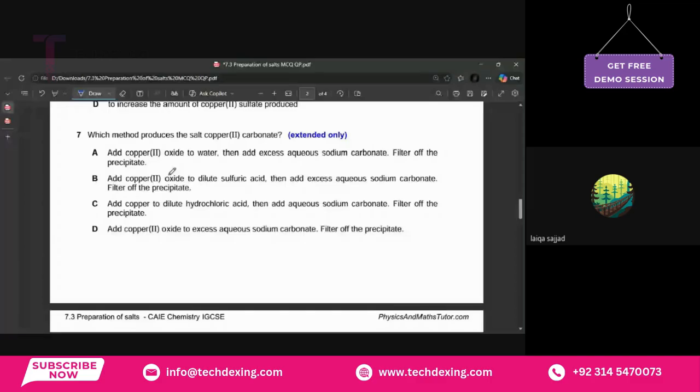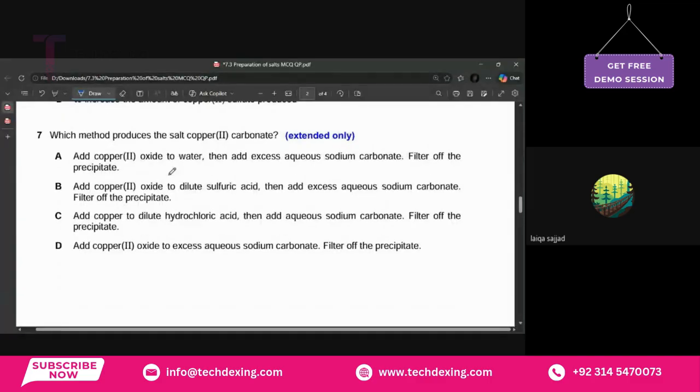Which method produces the salt copper carbonate? Add copper oxide to water, then add excess aqueous sodium carbonate, filter off the precipitate. Add copper oxide to dilute sulfuric acid, then add excess aqueous sodium carbonate and filter off the precipitate. Add copper to dilute hydrochloric acid, then add aqueous sodium carbonate and filter off the precipitate. Add copper oxide to excess aqueous sodium carbonate and filter off the precipitate. Which of these methods produces the salt copper carbonate?